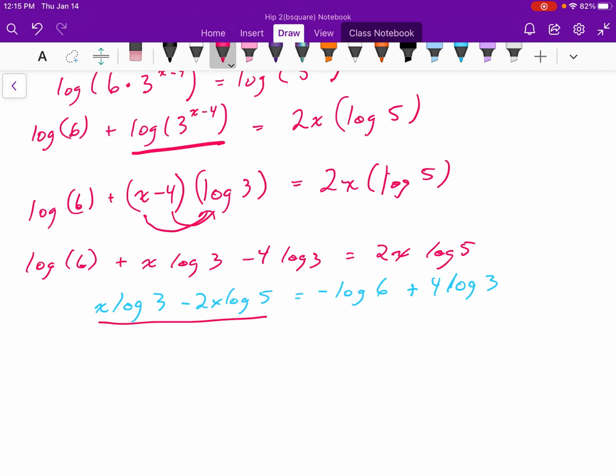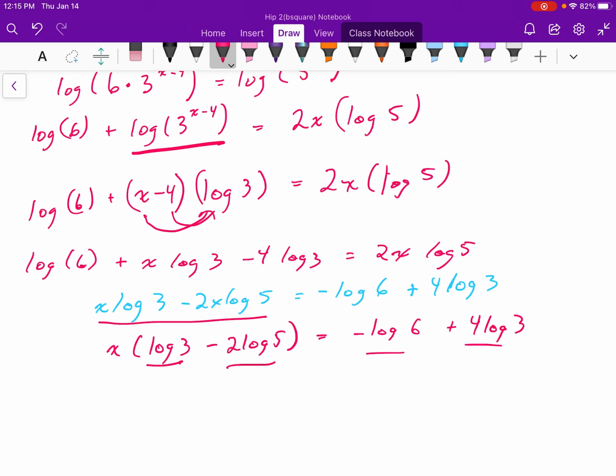Now, the next step I'm going to take is to factor out x from this expression. One thing you need to know is that log 3 is just a constant. So really, if I factor out x, log 3 minus 2 log 5 is equal to negative log 6 plus 4 log 3. Now the hardest thing is, keep in mind that these are just constants. They're big and ugly looking, I agree, but they are just constants.